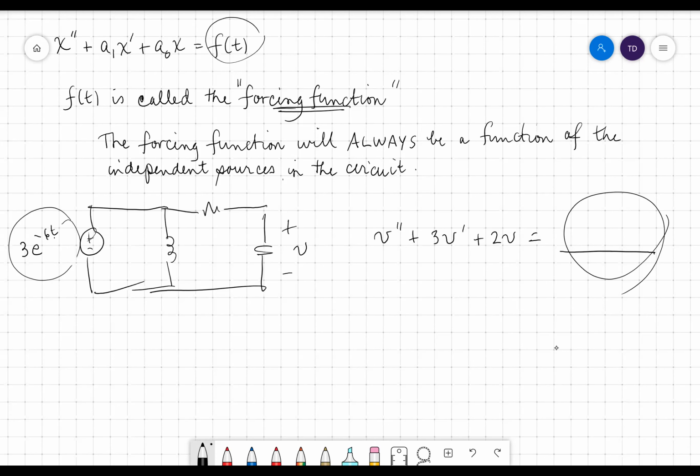Okay, this will be a function of 3e to the minus 6t. And that function might look something like this. It might be the derivative of 3e to the minus 6t plus 2 times 3e to the minus 6t. That's a function of it. So we don't know exactly what we're going to get. The circuit and the voltage or the current that we're looking at is going to determine what it will be.